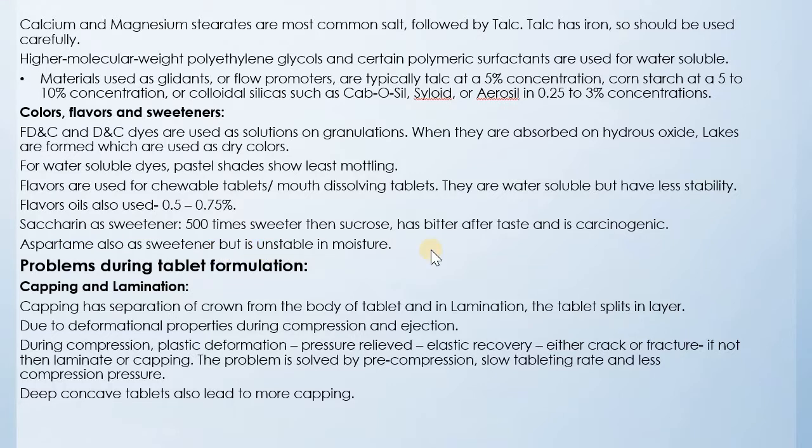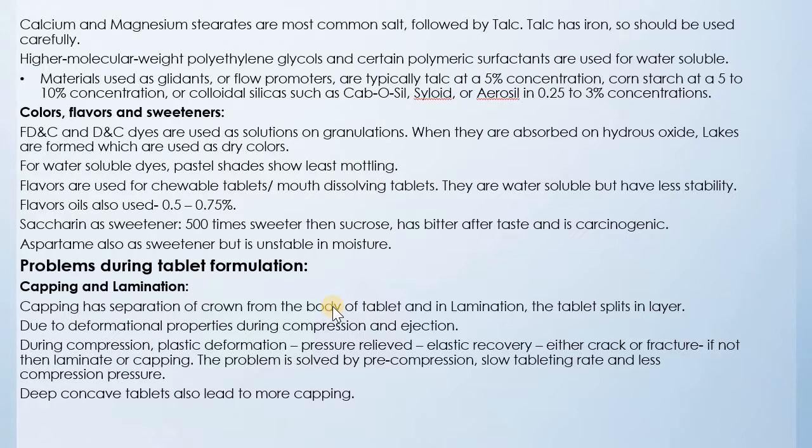During the tablet formulation, some problems are encountered. The problems are capping and lamination. Capping is a term which is used to describe the partial or complete separation of the top or bottom crowns of the tablet from the main body of the tablet, while lamination is the separation of the tablet into two or more layers.